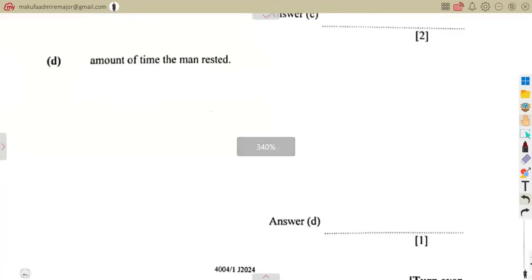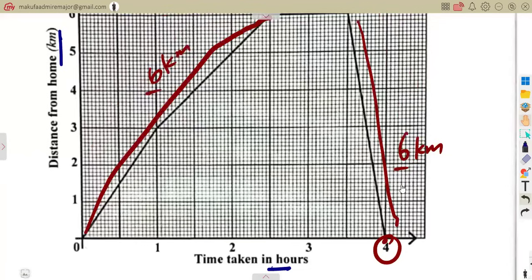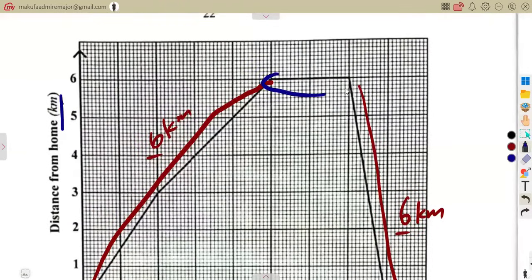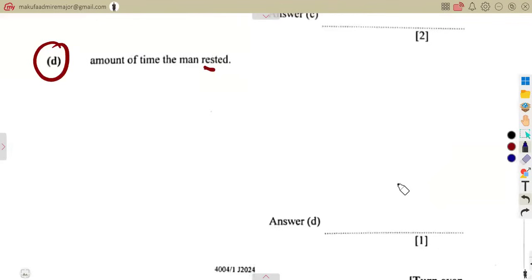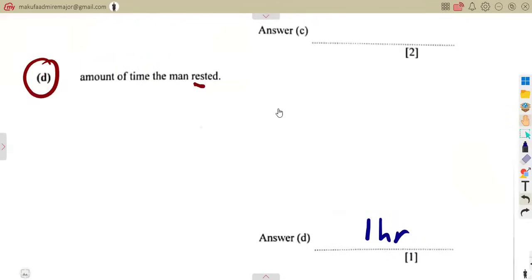Then D, the amount of time the man rested. As you can see, the man rested at this point here. There's no movement in this section. How many hours? That is the time. Two boxes represent 1 hour, and these are two boxes. So he rested for 1 hour in this case, 30 minutes plus 30 minutes, which is an hour in total. We are talking of an hour he rested, where there is no movement.